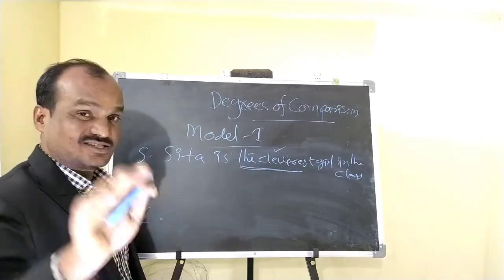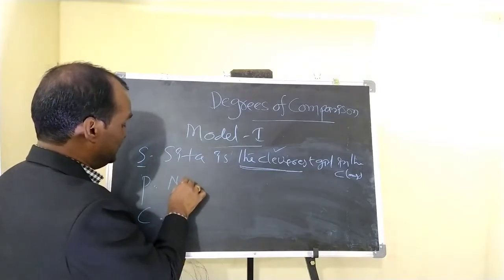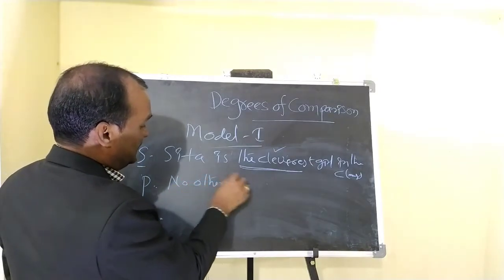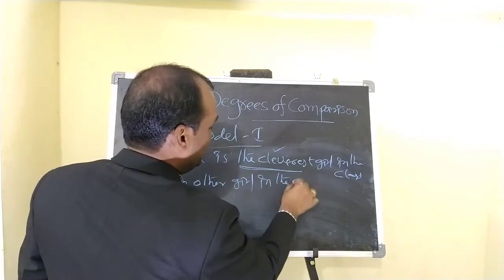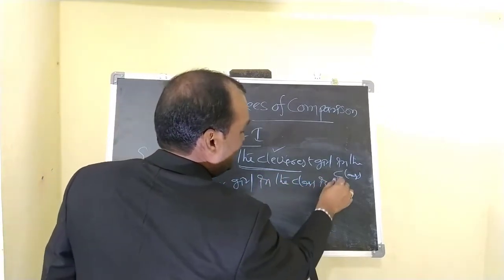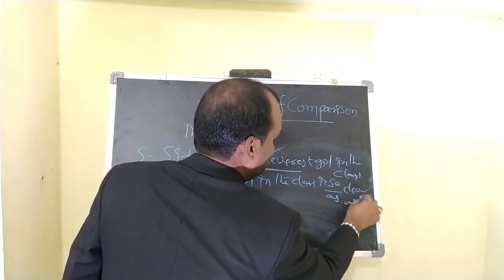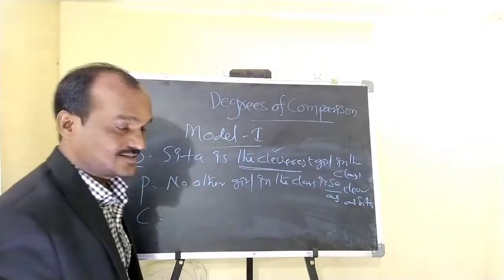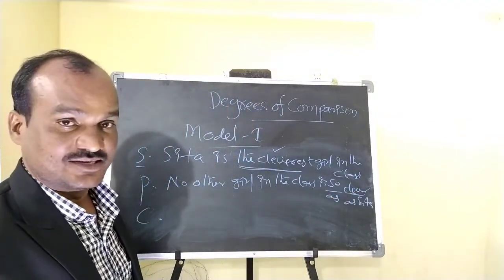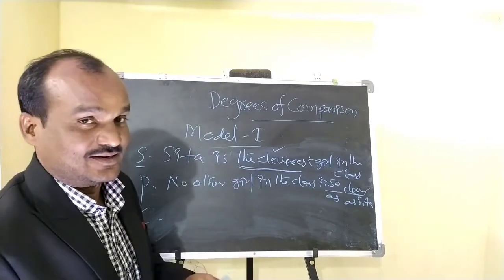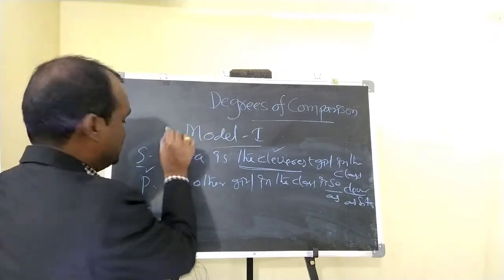So what is positive degree? You see here, Sita is the cleverest girl in the class. So what does it mean? No other girl in the class is so or as clever as Sita. You see here, as clever as Sita. So if the adjective is in the form clever, we can ensure that the given sentence is in positive degree, right?